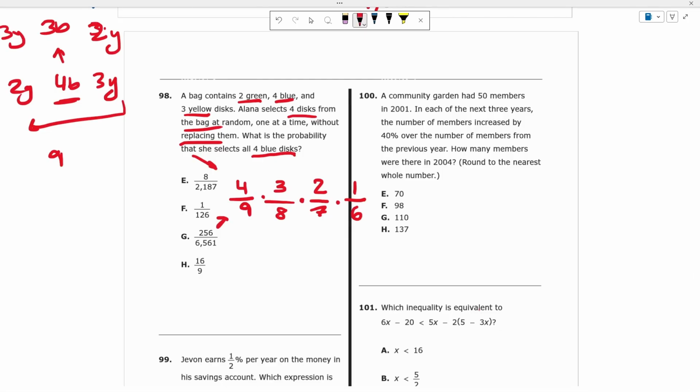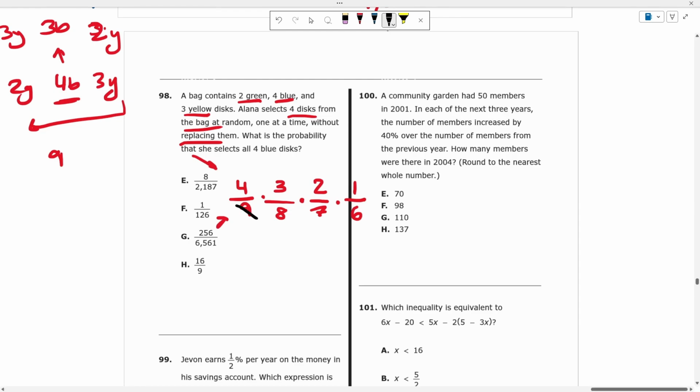Now, this is going to be a lot of numbers to multiply, so make your life easier and cross them out. Pretty much what happened here is whenever you don't replace something, both the numerator and the denominator are going to decrease. So here they're all decreasing by 1 because every single time she's putting her hand in and taking it out of the bag, number 1, she's taking 1 blue disc out, and number 2, the total number of discs in the bag is also decreasing.